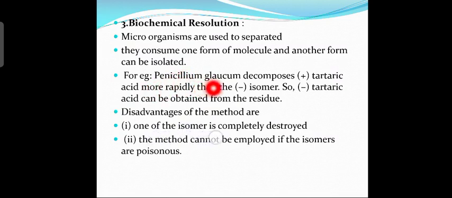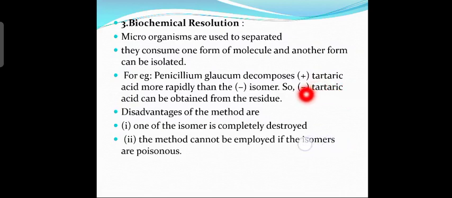For example, Penicillium glaucum decomposes plus tartaric acid more rapidly than the minus isomer. So when you add Penicillium glaucum, it decomposes only plus tartaric acid, or in other words, it destroys plus tartaric acid, leaving only minus tartaric acid in the solution. So minus tartaric acid can be obtained from the residue. Why is only minus tartaric acid left over? Because plus tartaric acid is decomposed, so the mixture contains only minus tartaric acid.